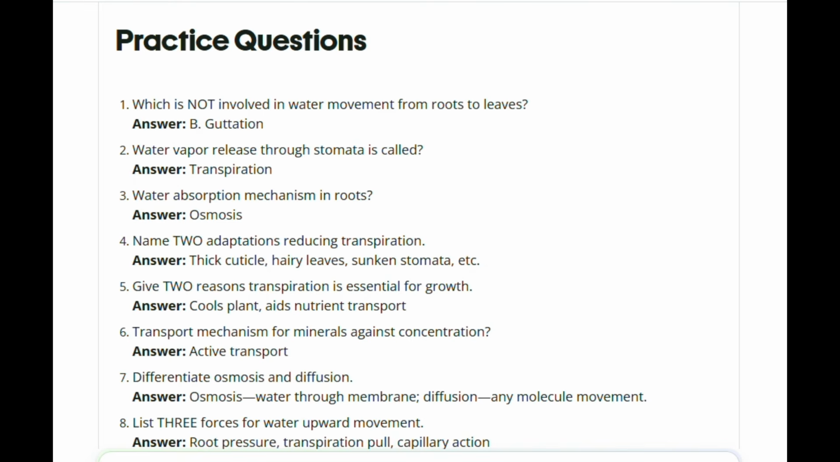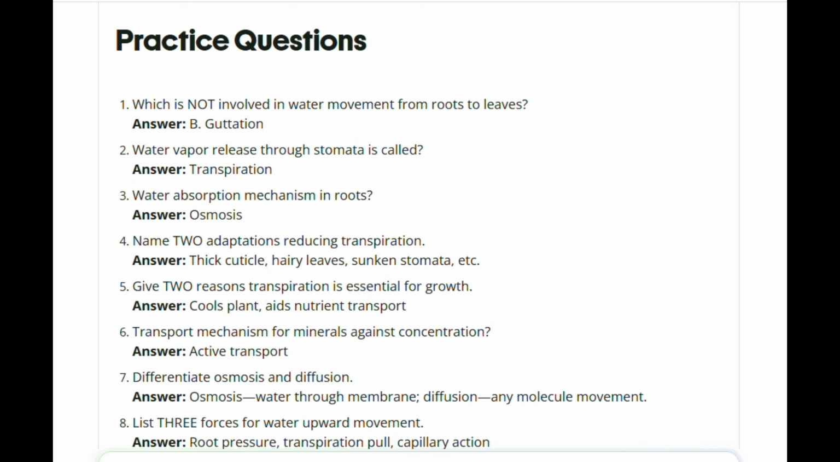2. Water vapor released through stomata is called what? That water vapor that is released through the stomata, what is it called? It's called transpiration, right? Because the water is in the form of water vapor. But if it was in liquid form, we would say precipitation. Here that's water vapor, so that's transpiration.